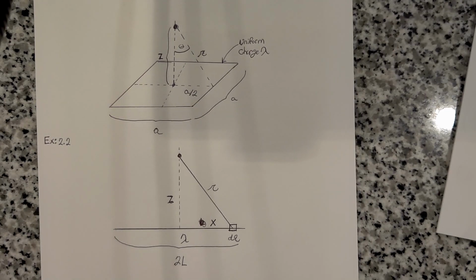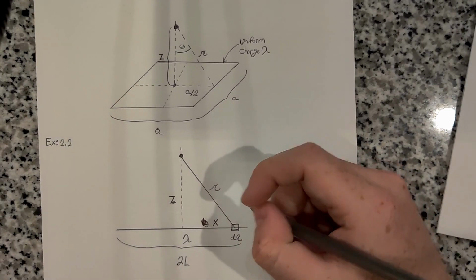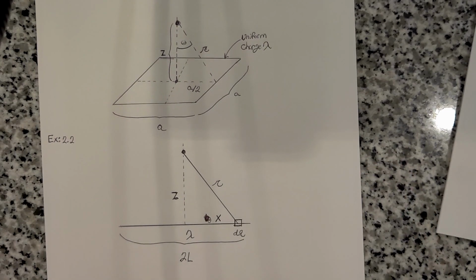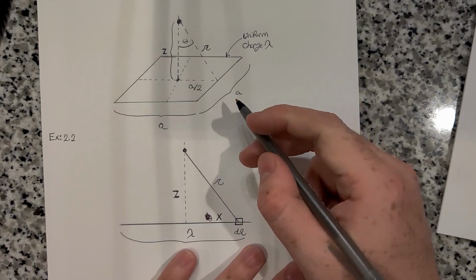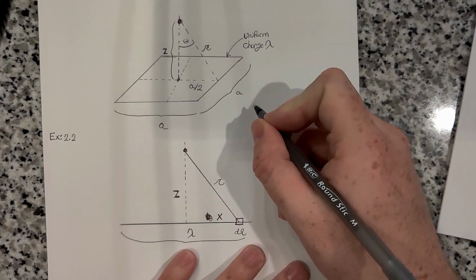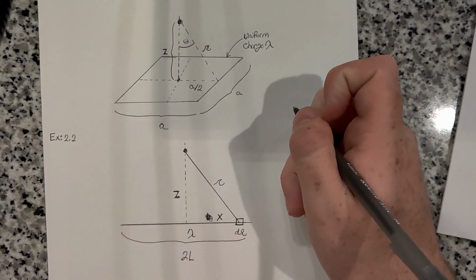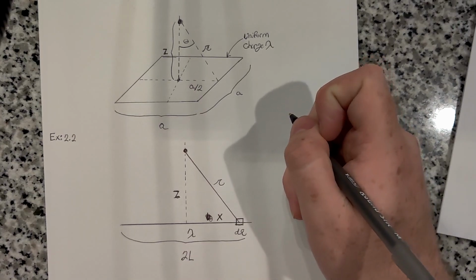The problem statement says that we have to find the electric field a distance z above the center of a square loop of side lengths a that carries a uniform line charge of lambda. And it gives us a hint to use the result of example 2.2.